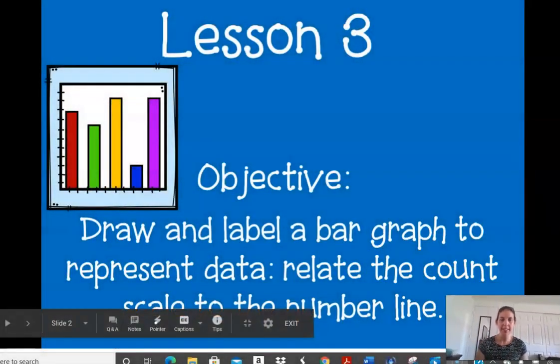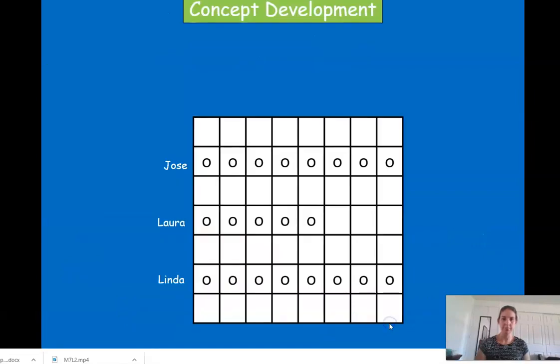And our objective for the day is to draw and label a bar graph to represent data. Relate the count scale to the number line. All right, let's get started.